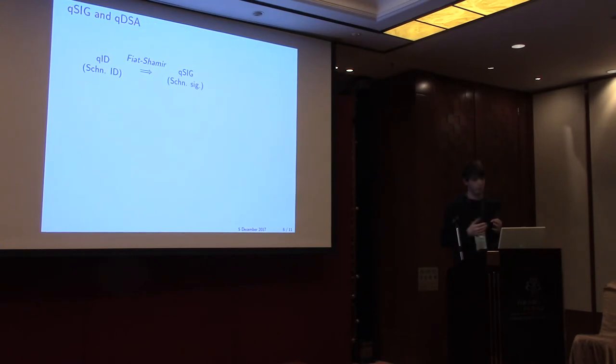So now we want a signature scheme, so we take this QID identification scheme, which is the Schnorr identification analog, we apply it via Shamir, and we get a signature scheme, which we call QSIG. So this is kind of the Kummer analog of Schnorr signatures. And now we do some more changes, which are similar to what EdDSA does to Schnorr signatures. So, for example, we include public keys in some hashes against multi-target attacks, and we make the nonce generation deterministic, so we use a hash function instead of randomly generating this. And this is where we end up in a scheme called qDSA.